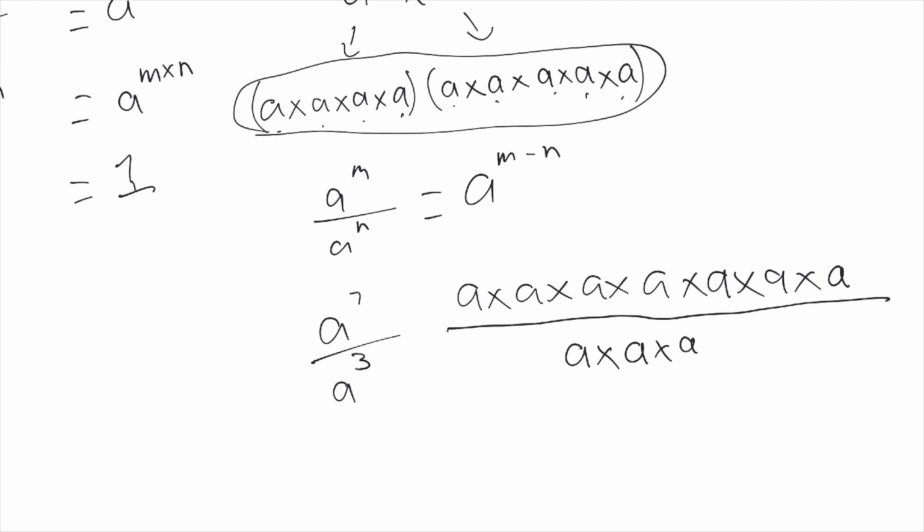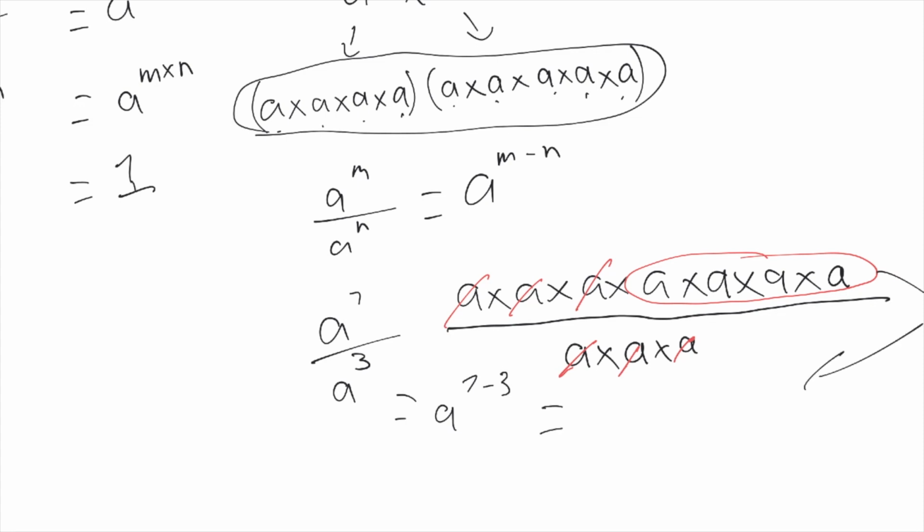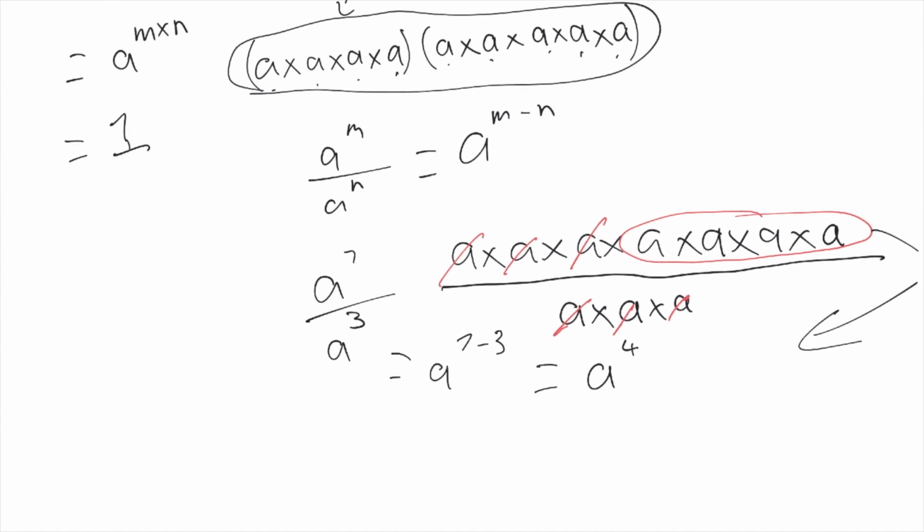Well, now we can actually cancel some out. So if we've got one there and one there, they're the same, so we can cancel them out. And we're going to continue to do that until all of them on one side are cancelled out, or all of the denominators are cancelled out. And how many do we have left? We have 4 left. So this one here, a to the power of 7 divided by a to the power of 3 is a to the power of 7 take 3, which is, how many do we have left here? A to the power of 4, and that's how we get that one.